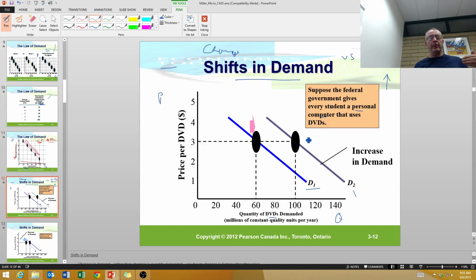And so if the government gives away free personal computers to students, that's going to impact the DVD market, and getting free personal computers is a non-price change that affects the demand curve for DVDs. So it's a non-price change that increases the demand for DVDs.